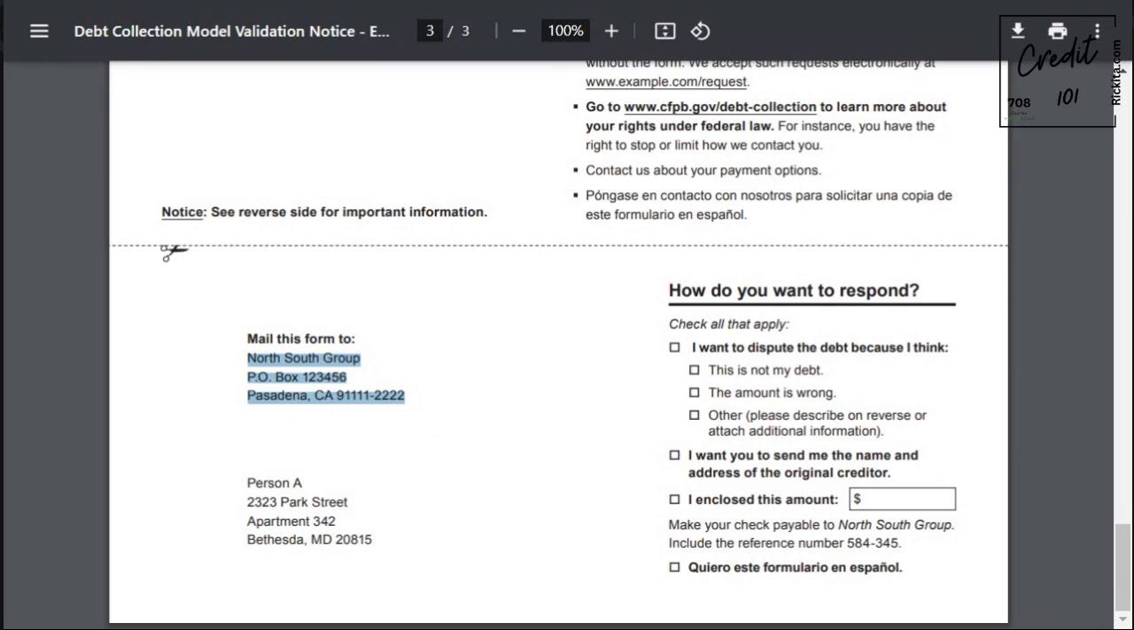Or I want you to send me the name and address of the original creditor, or I enclose the amount if you want to just settle it. If you need it in Spanish, then you can say you want this form in Spanish. That's basically what this says.